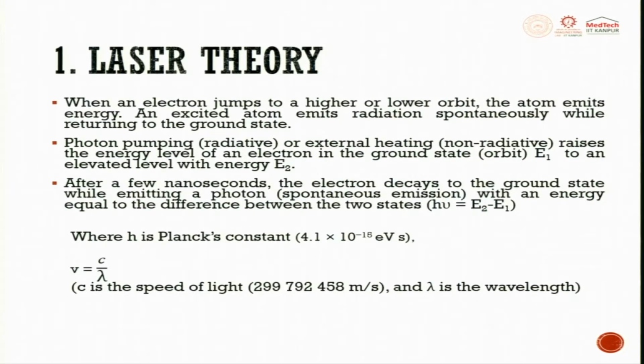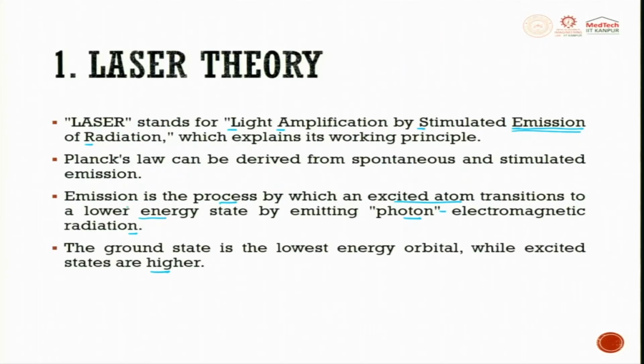When an electron jumps, so this is a lower level, this is a higher level. You have an atom here, and when you hit it with a photon, it gets excited, from lower to higher. It cannot stay in the higher level for a long time, so it will come back to the lower. When it is coming back, it is called emission. Emission is a process by which an excited atom transitions to a lower level state by emitting photons. When it comes down, it has to release energy, and that is what is called photons.